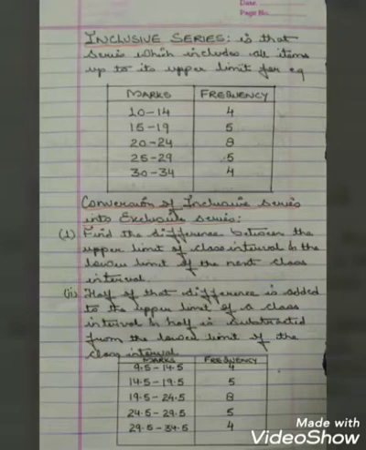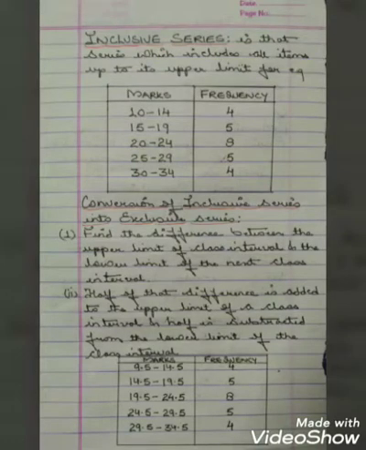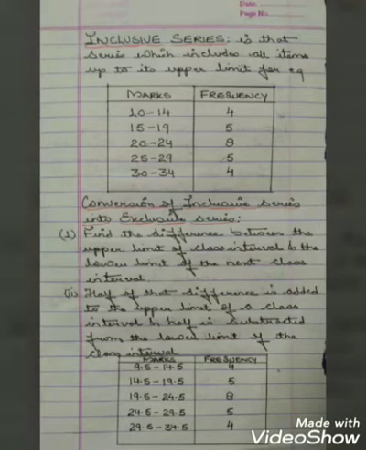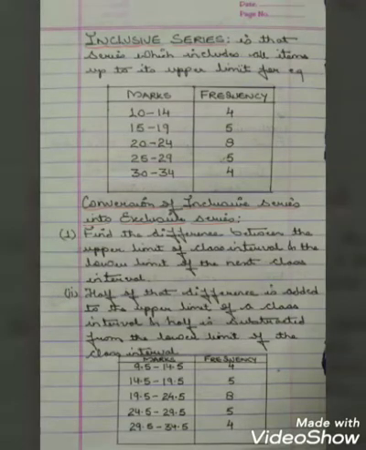There are two things which you have to remember while you convert an inclusive series to exclusive. The first one is to find the difference between the upper limit of a class interval and the lower limit of the next class interval. If you see on your screen, the upper limit of the first class interval is 14 and the lower limit of the next class interval is 15. So what you have to do is find the difference between the two.